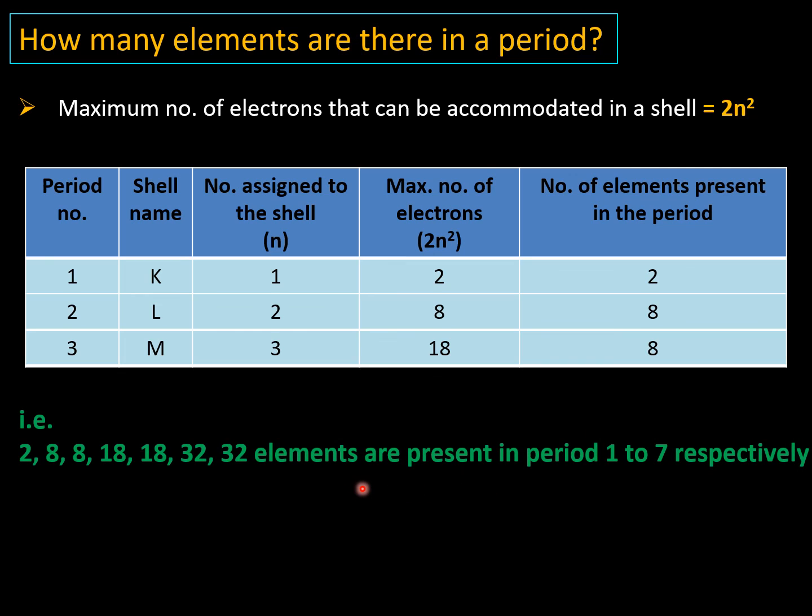So if we observe the periodic table and count, we can tell 2, 8, 8, 18, 18, 32, 32 elements are present in periods 1 to 7 respectively.